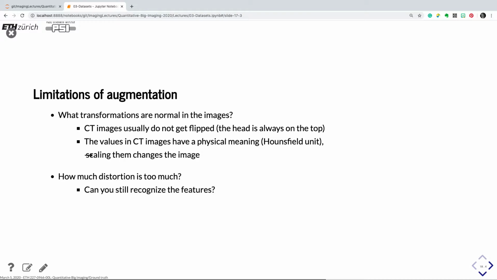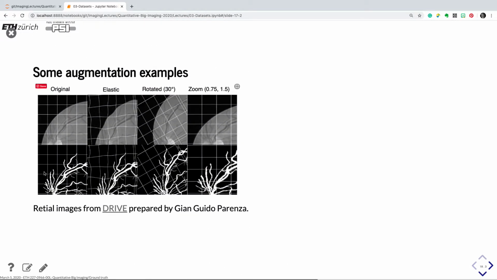And also, how much can you distort the image? You saw on the previous slide, I did some elastic distortion. How much are you allowed to do these distortions and still be able to recognize the features as what they really are?